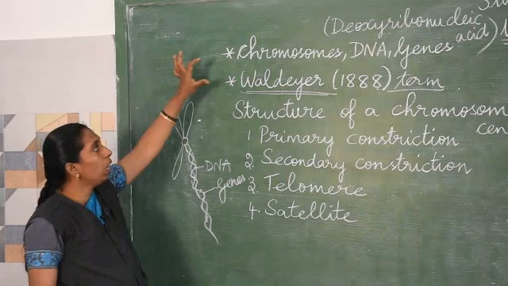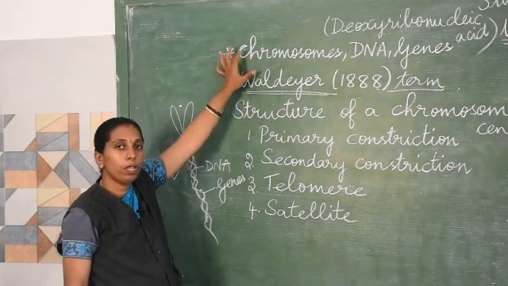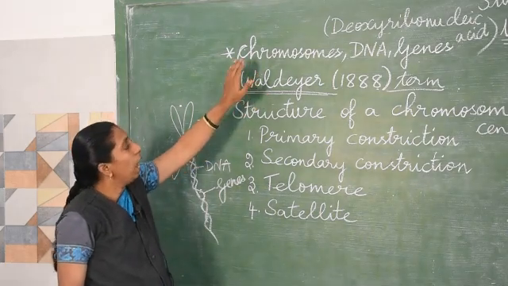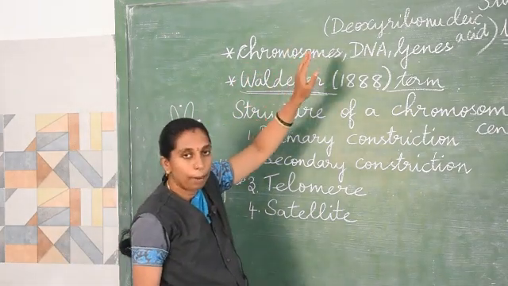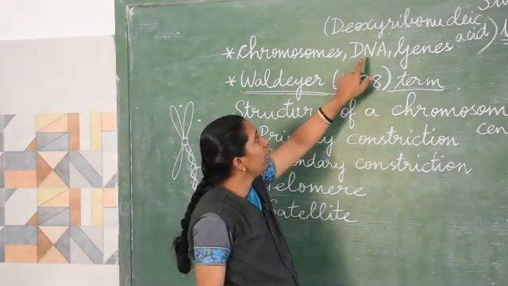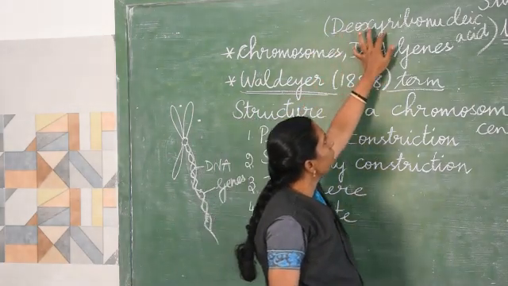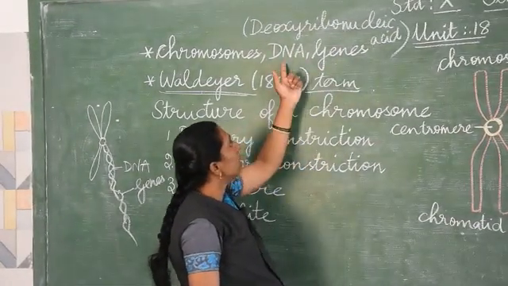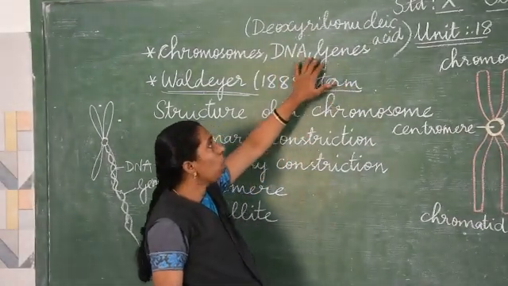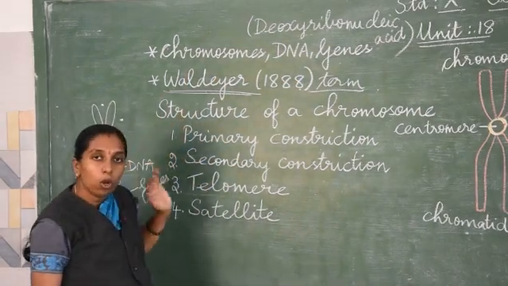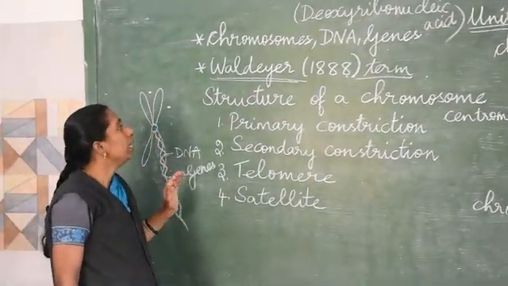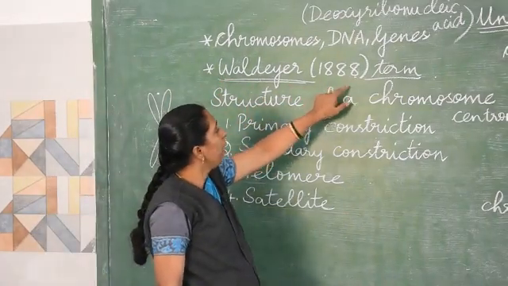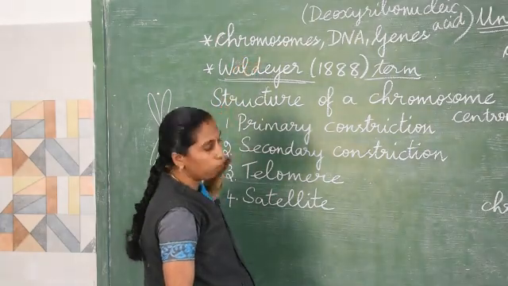So first learn the position of chromosomes. Chromosomes are found inside the nucleus of the cell, and these chromosomes are made up of DNA. DNA is nothing but deoxyribonucleic acid, and genes are nothing but segments of DNA. All are interrelated. And who coined the term chromosome? It was Waldeyer in the year 1888. He coined the term chromosomes.